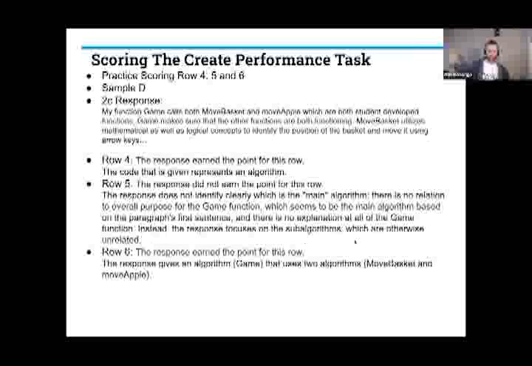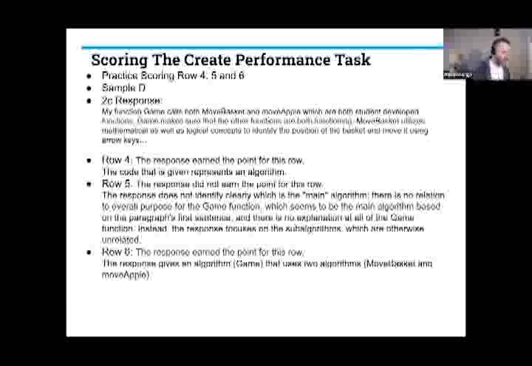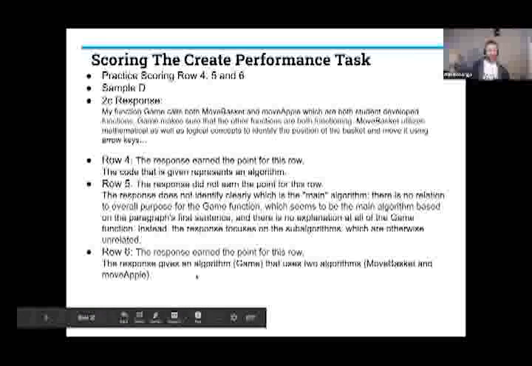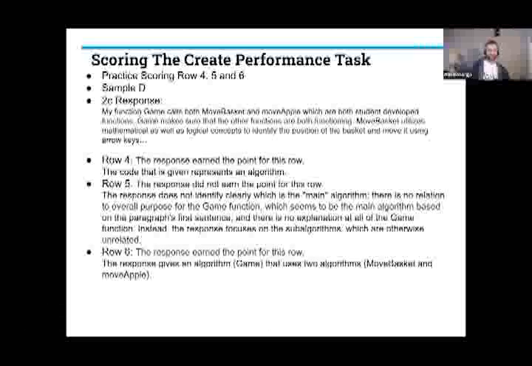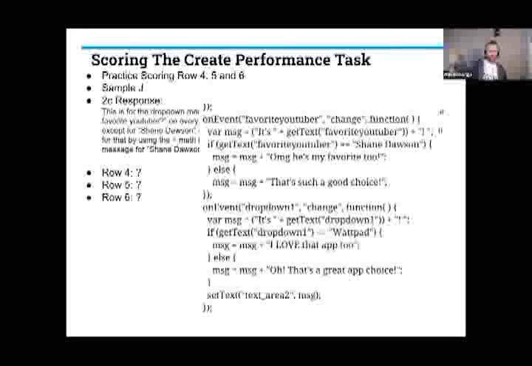All right, so row 4, the response earns a point for this row. The code that is given represents an algorithm. Remember, row 4 is a very easy row. You have to select more than one line of code and less than the entire program. All right, so row 4 is fine. All right, what about row 5? The response did not earn a point for this row. Why not? The response does not identify clearly which is the main algorithm. There is no relation to the overall purpose for the game function, which seems to be the main algorithm based upon the paragraph's first set. And there is no explanation at all of the game function. Instead, the response focuses on the sub-algorithms, which are otherwise unrelated.